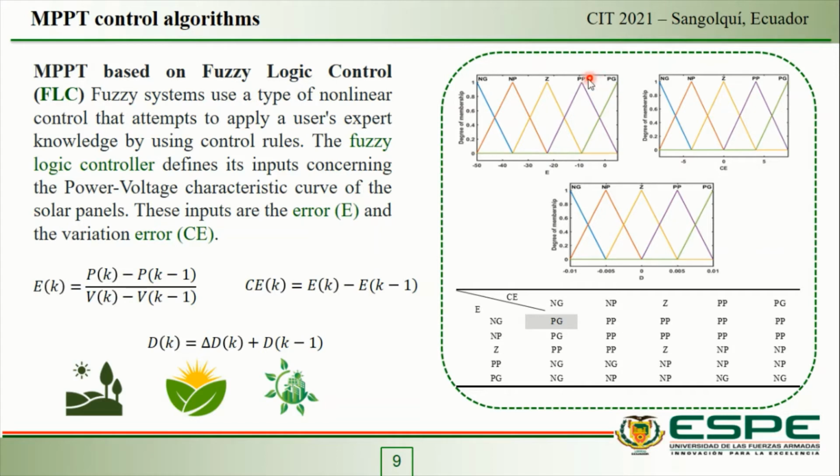This image corresponds to the error input. This other image corresponds to the variation error input. And finally, this image corresponds to the output variable. The design rules are presented in the following table.